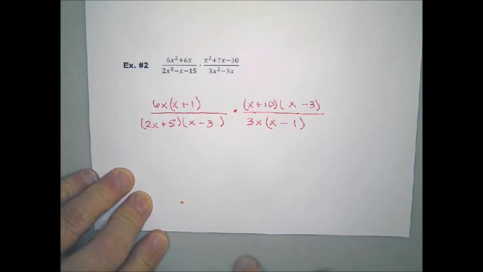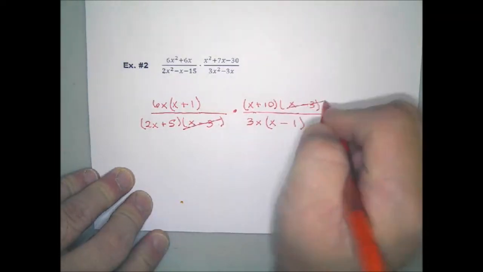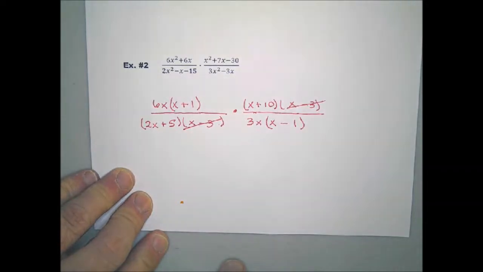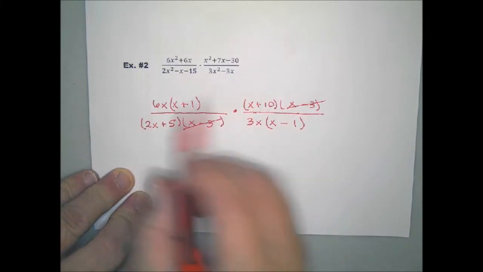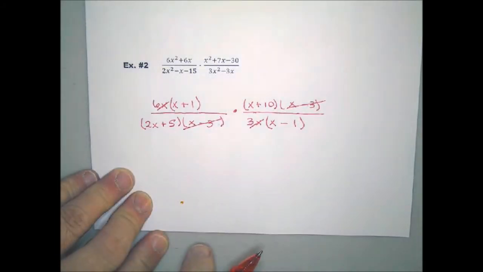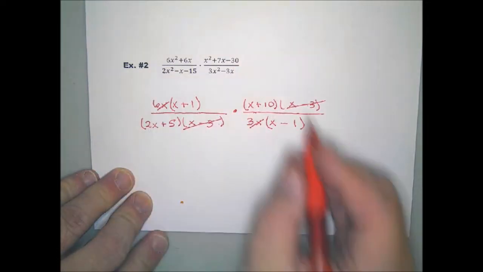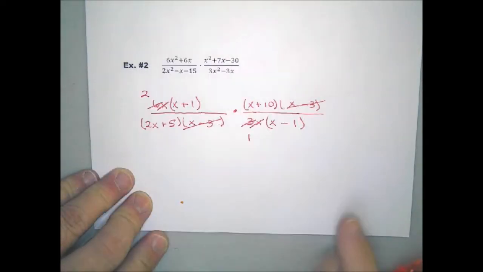Okay, now, what do we have that cancels? I've got an x minus 3 and an x minus 3 that reduce each other. I have this 3x and that 6x. Okay, these x's can reduce each other. That 3 and that 6 can reduce to a 1 and a 2. And I believe that's about all I've got left.